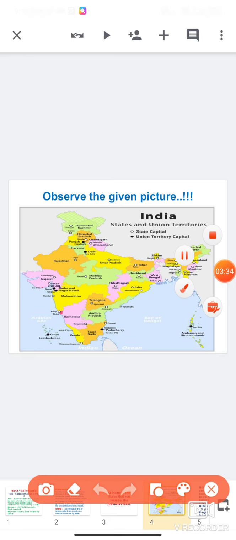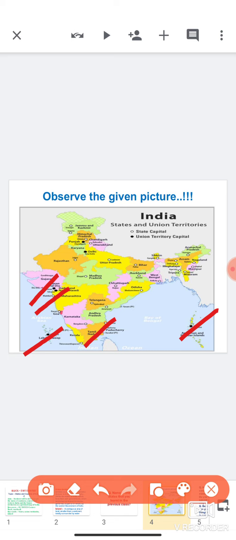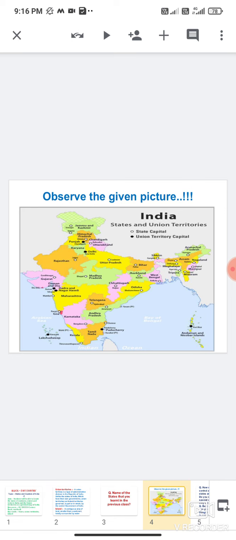I'll just show you here. One is here, okay? Andaman and Nicobar Islands, Lakshadweep Islands, Puducherry, and Dadra and Nagar Haveli. These are 4, and we have New Delhi and Chandigarh. Alright, so altogether there are 1, 2, 3, 4, 5, 6. There are 6 union territories in India.